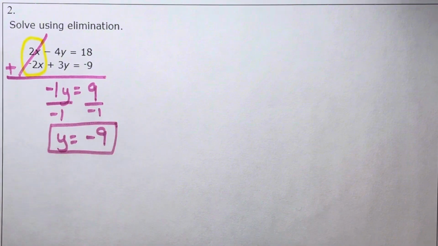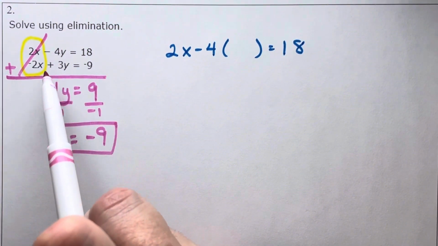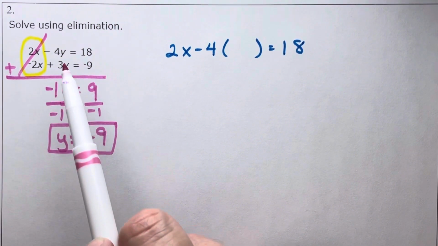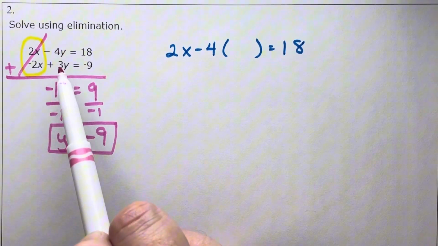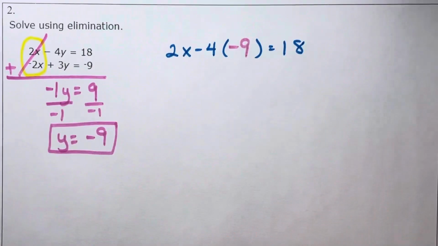Okay, great. Now we're going to use this information to go ahead and plug it into one of our original equations and solve for x. And I am going to use the top equation. Why? Because I wanted to. You could have chosen either equation. It would be just fine. But regardless of which one you choose, we're going to replace the y value with the -9 that we just found in that solving process.